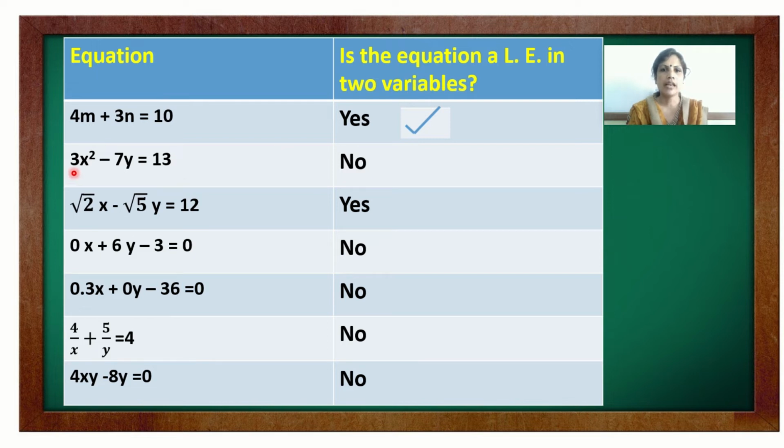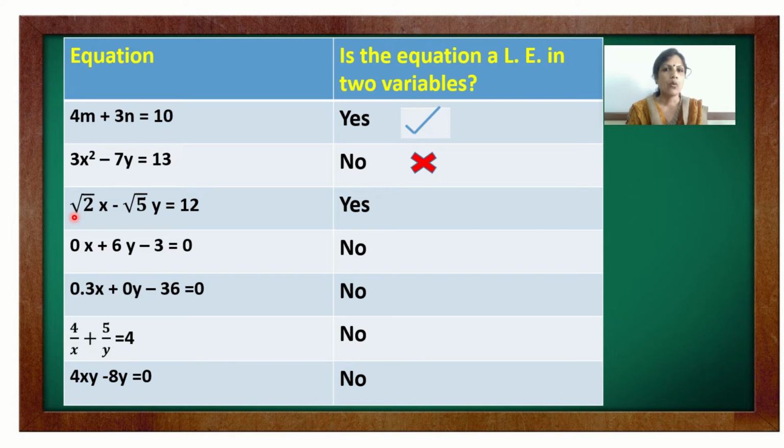Have a look at the second equation. 3x squared minus 7y is equal to 13. Now there are two variables, but the degree of x is 2. It is not equal to 1. So this is not a linear equation in two variables.